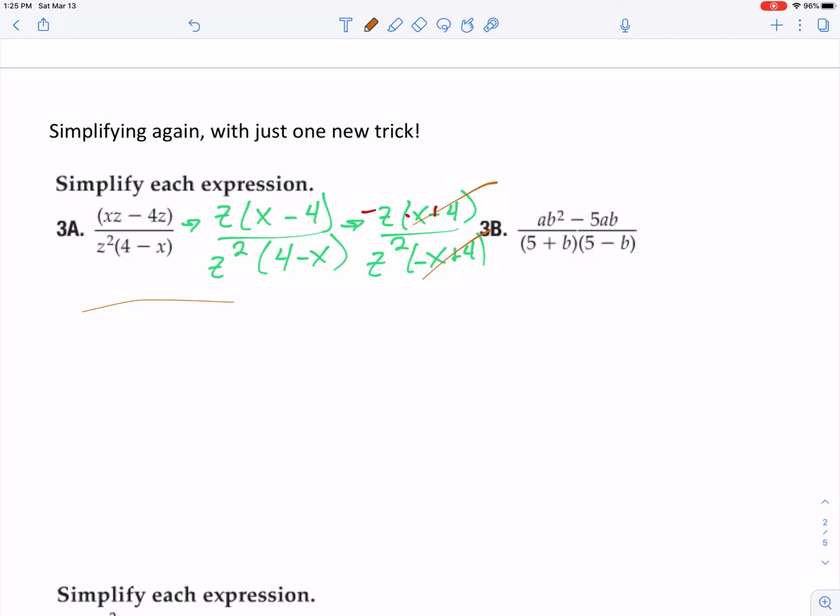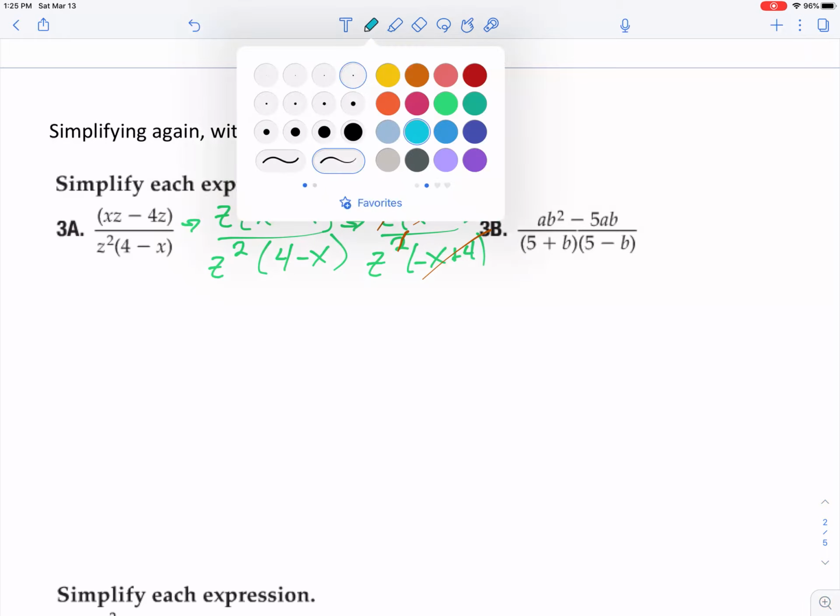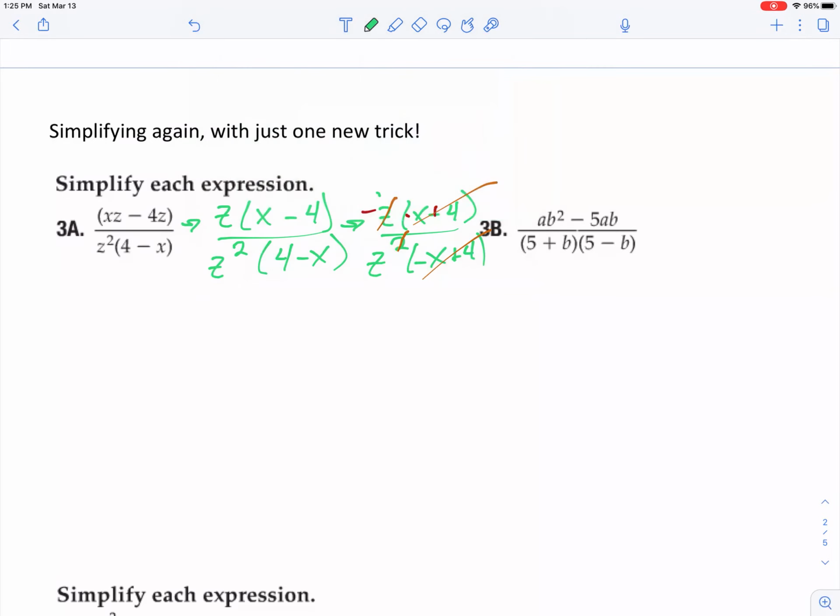and a z on bottom, so one of those will cancel. This is where things get a little funky. What's left over? On top, everything canceled except this negative sign. So there's a negative, what's the coefficient here? 1. So there's a negative 1 on top, a z on bottom. There were 2 z's, one of them canceled, so there's only 1 left. And that, ladies and gentlemen, is your answer.